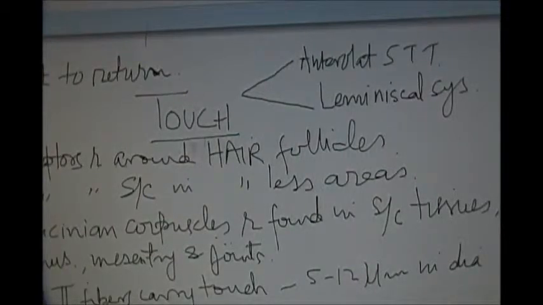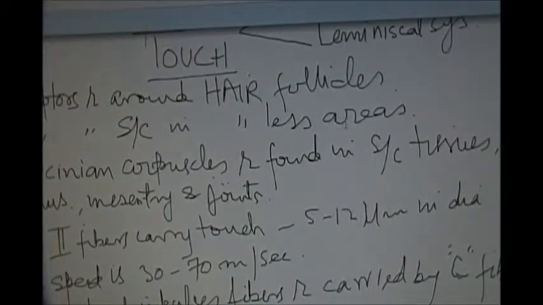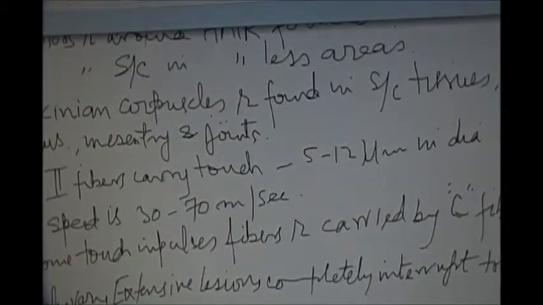Where are the touch receptors present? In the hairy area, they are present around the hair follicles, and in the hairless area, the touch receptors are present in the subcutaneous tissue. The Pacinian corpuscles, which are touch receptors, are found in subcutaneous tissues, but they are also found in muscles, mesentery, and joints. What type of fibers carry the touch?